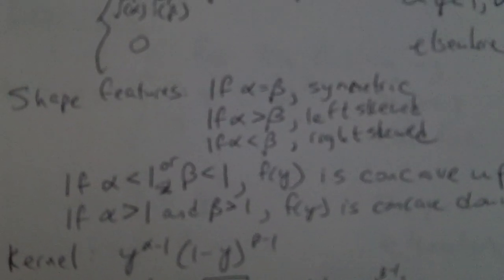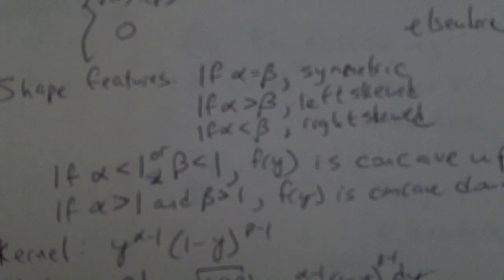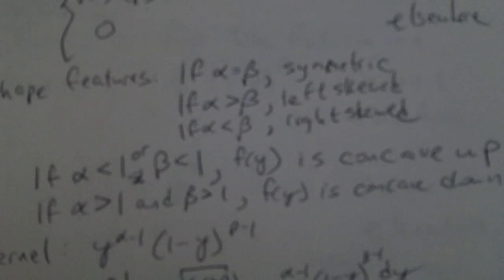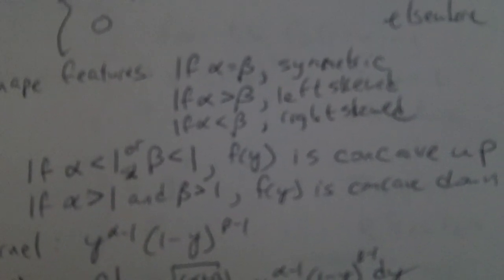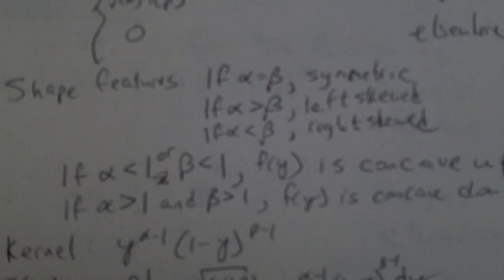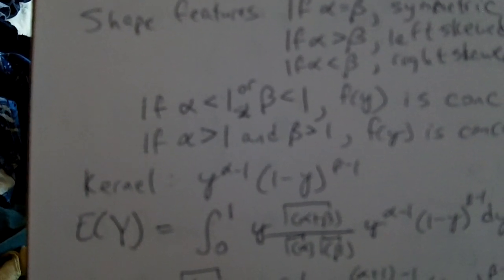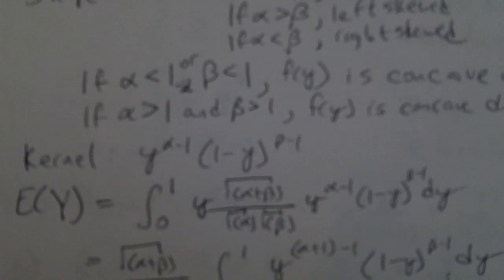There are some important modeling aspects with regard to the beta. One of the neat things about a beta distribution is that by varying the parameters, you can get all different types of shapes. You can get a density that's symmetric, you can get one that's left skewed, you can get one that's right skewed. It turns out that if either of your parameters is less than 1, then the function is going to be concave up, and if they're both greater than 1, the function is going to be concave down.